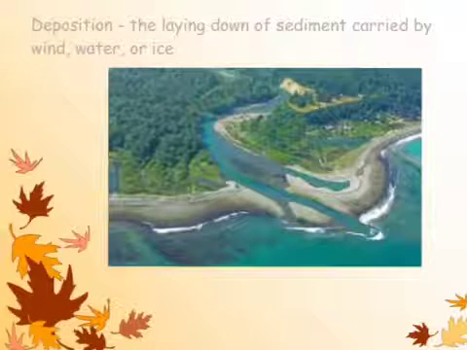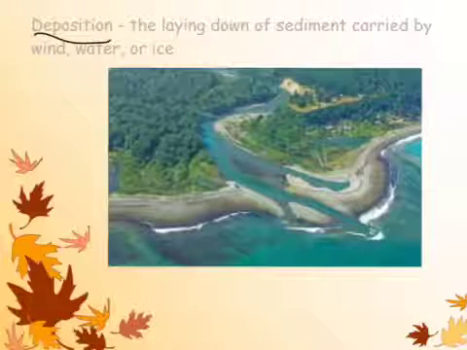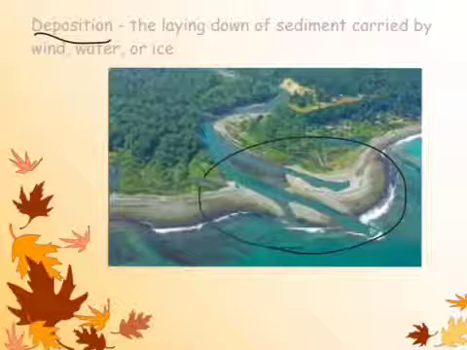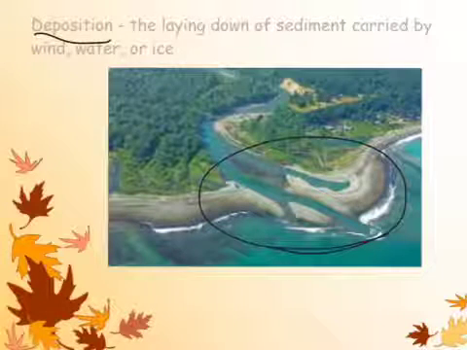Our next word is deposition. Deposition, as you can see, has the word deposit in it, and that's because it is the laying down of sediment carried by wind, water, or ice. If you look at our picture, you can see where there's been sediment carried down the river and deposited at the end of the river. This can end up in the long run creating islands or deltas at the end of rivers. You can see a big Mississippi Delta if you look at that part of the river.